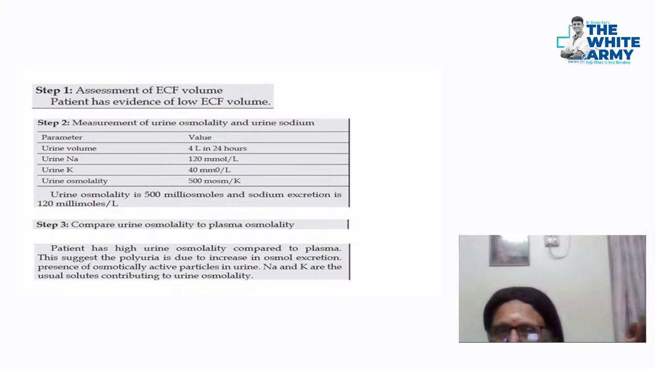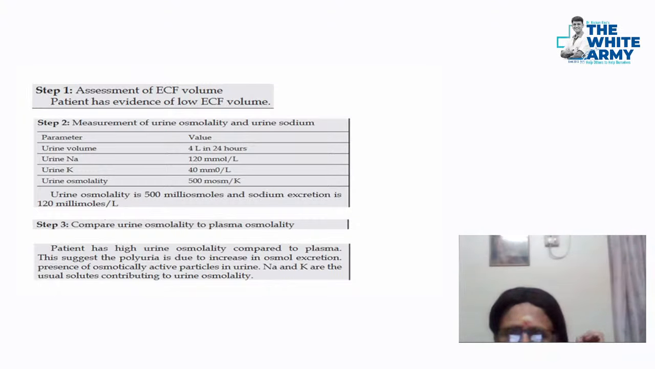So here the patient had low skin turgor and diminished urine also. Probably it is a hypovolemic hypernatremia. You measure the urine volume: polyuric, 4 liters, urine sodium 120, urine potassium 40. So the urine osmolality measured is 500.